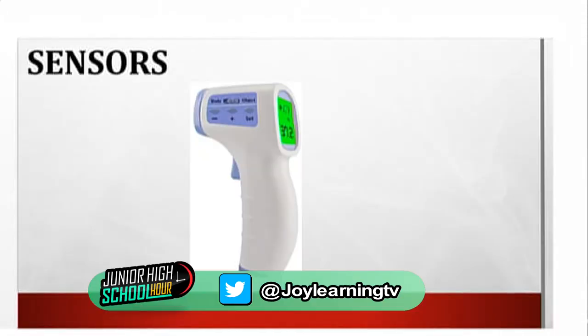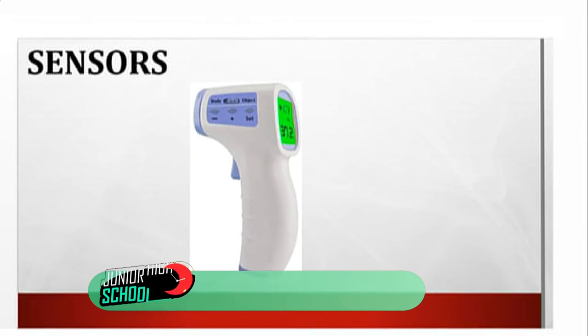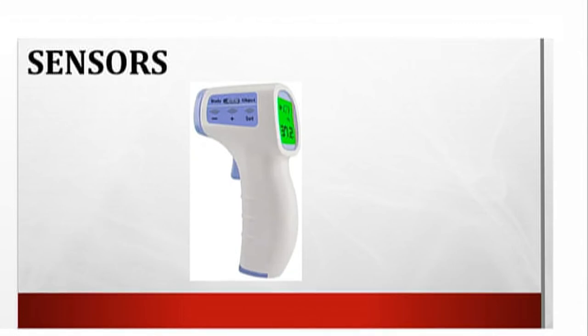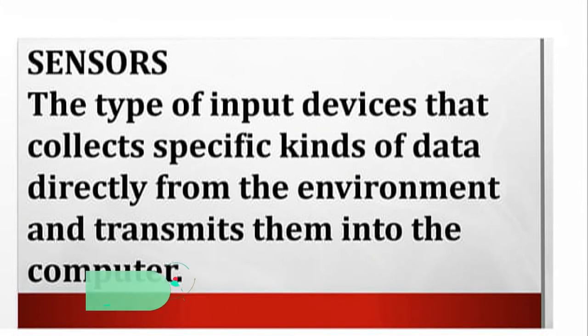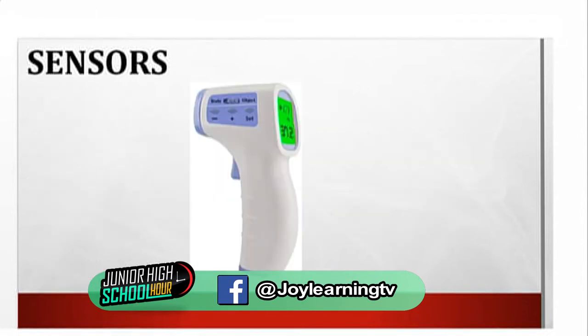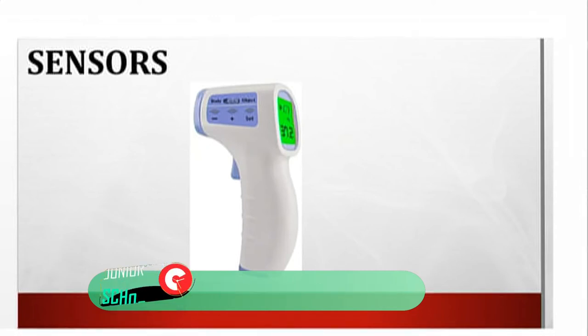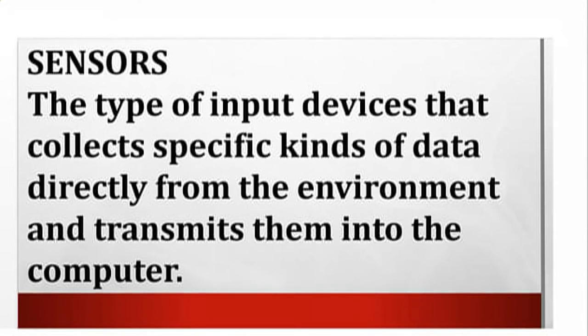Another source data entry device is our sensors. The commonly used sensor we have now is our infrared thermometer gun, which will just capture or collect a specific kind of data directly from the environment and transmit it into the computer. The infrared thermometer gun captures or collects your temperature as it is shot on your forehead. It collects that data directly from the environment, this environment being the human being. It collects that particular information directly from the human being and transmits it into the device or onto its screen.